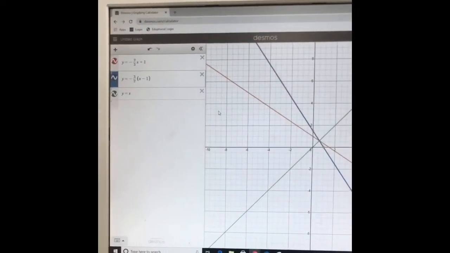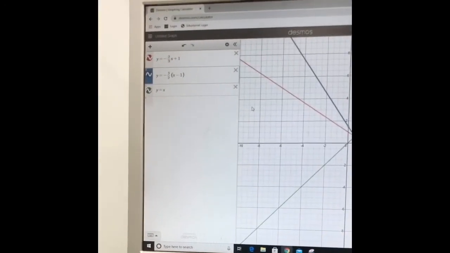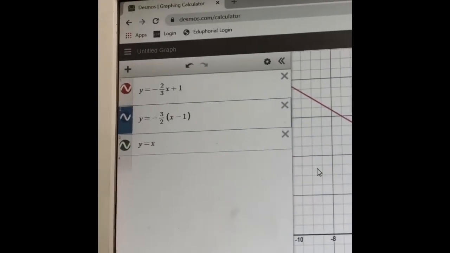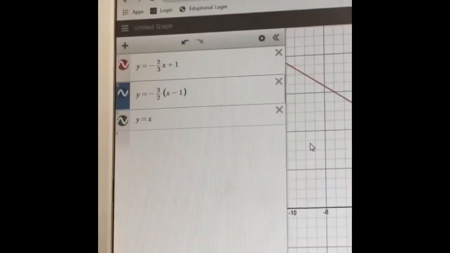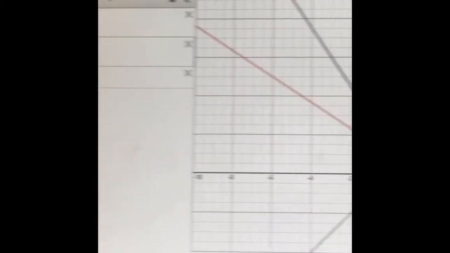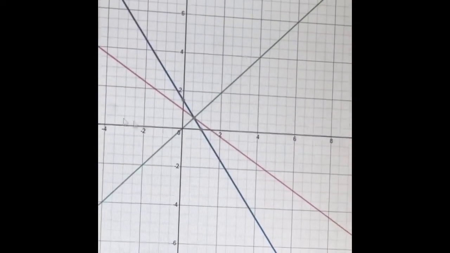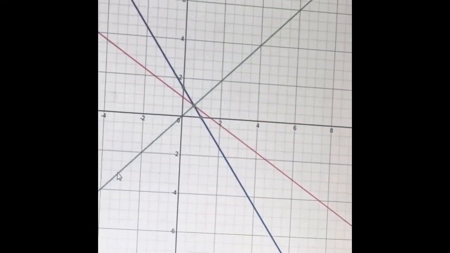We can also look at inverses on a graph. You will see one of these on your test, okay? So we are on Desmos.com. I have 2 functions in there, and I have the function y equals x. The reason for this function is because, if you remember from the beginning of the year, a function and its inverse will reflect across the line y equals x, okay?